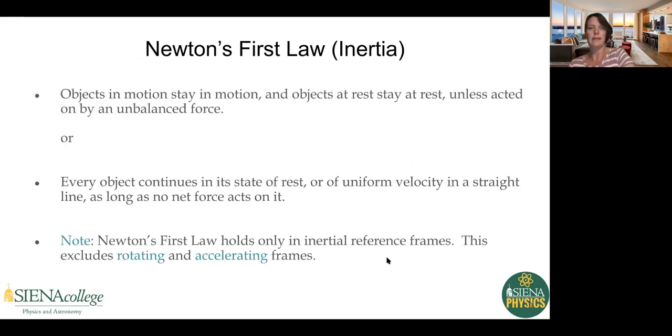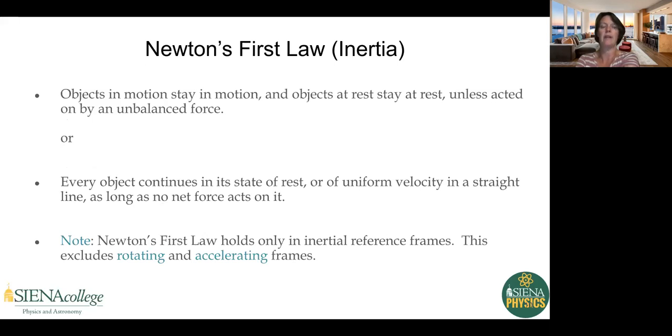And let's see what's next. Next, we'll talk about Newton's first law, or the law of inertia. And so we can define this in a number of ways. We have 2 examples here. One definition is that objects in motion stay in motion and objects at rest stay at rest unless acted on by an unbalanced force.